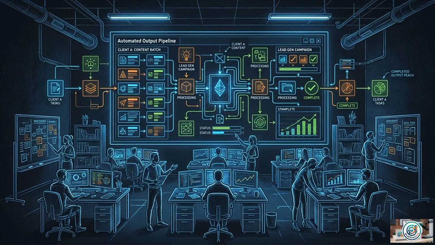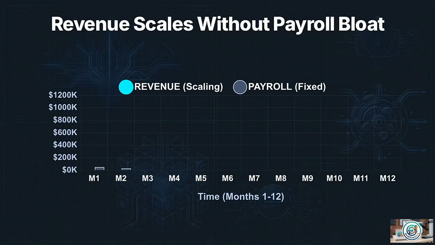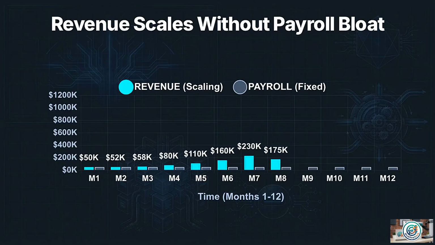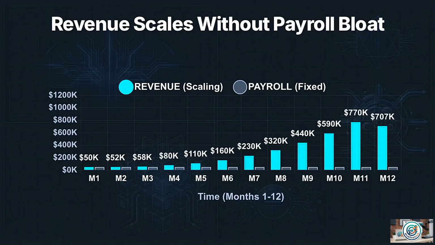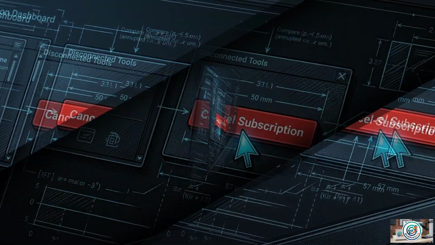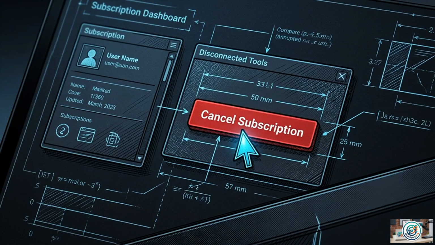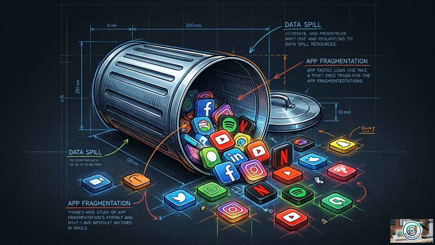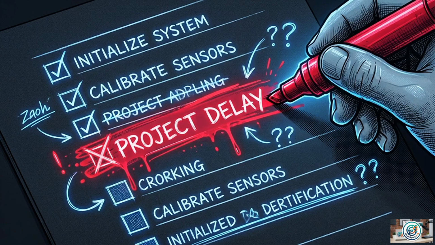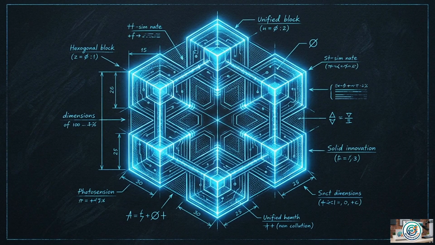Implementing this 5-node system allows scaling businesses to grow their revenue aggressively without proportionally inflating their payroll to handle the extra volume. Stop buying isolated software subscriptions. Cancel redundant tools you rarely use. Audit your manual tasks today. Prepare your systems for integration.